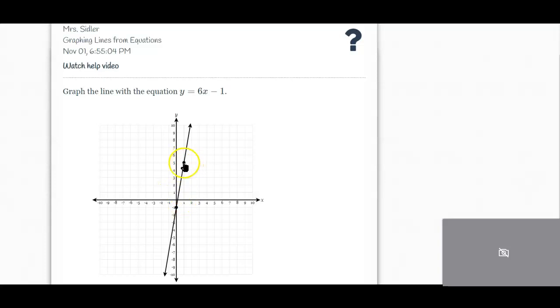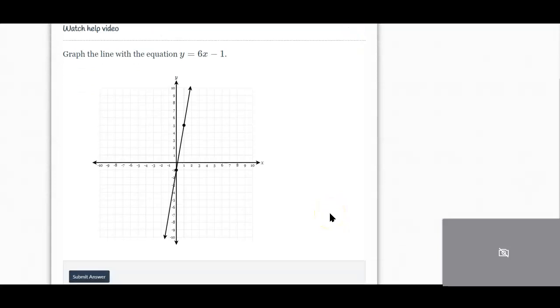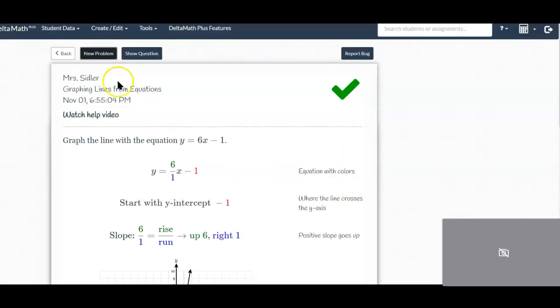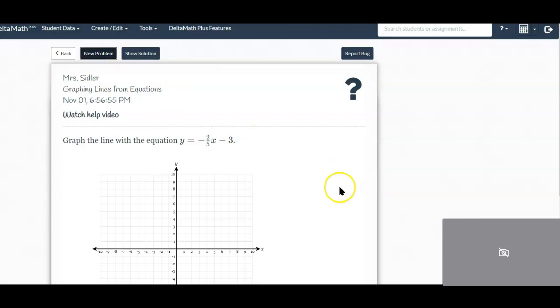Now, if I had to, I could go up 6 over 1 again, up 6 over 1 again. It would go way off the graph. I could also go down 6, back 1, and put another point there that would also be on this line. In Delta Math and also in MathXL, you're only going to need 2 points in order to have the equation of a line. So let's see if that one works. Yes, it does. Let's do another one like that.